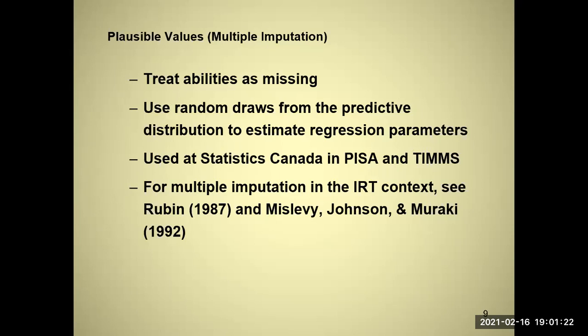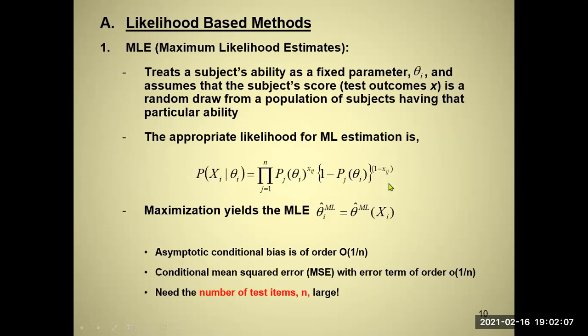There are also plausible values, multiple imputations. This is a little different because in this approach, as I hinted at earlier, you're not really predicting thetas. You treat abilities, the thetas and latent variables, as missing. You then use random draws from a predictive distribution to estimate the regression parameters. This was used for the longest time at Statistics Canada for PISA and TIMSS data. Things may have changed a little bit at StatsCan, but I think this is very much what they still do. And for multiple imputation in the IRT context, see a lovely paper by Don Rubin in 1987 and a terrific paper by Mislevy, Johnson, and Muraki in 1992. Excellent ways of using multiple imputation.